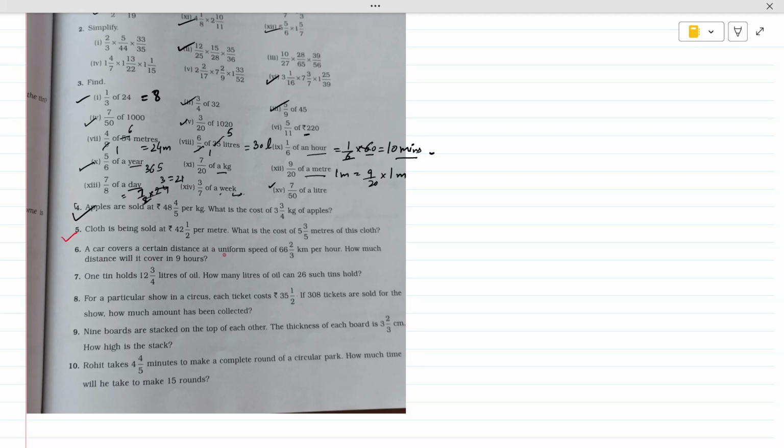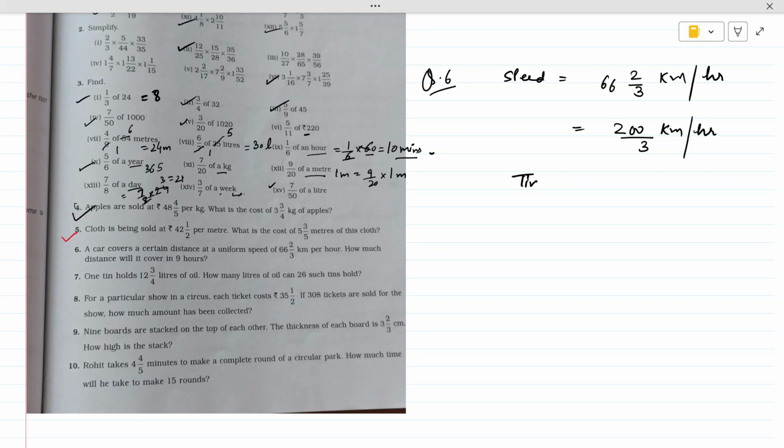Question number 6: a car covers a distance at a speed of 66 2 by 3 kilometers per hour. That is, in 1 hour it is going at the speed of 66 2 by 3. Let me change this to the normal fraction first. So this will be 198, plus 2 is 200. So the speed of the car is 200 by 3 kilometers per hour. Now, how much distance will it cover in 9 hours?